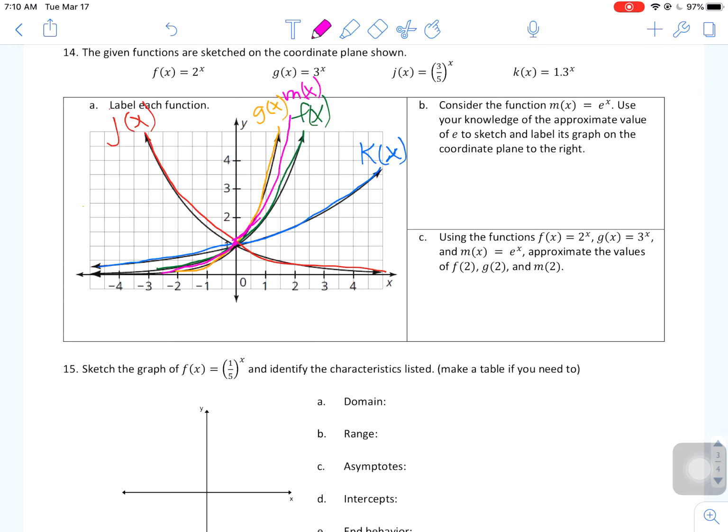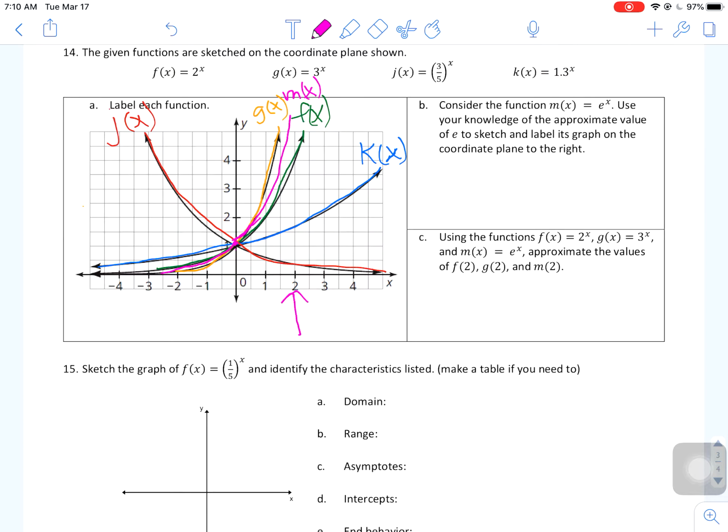For part C, using the functions f of x equals 2 to the x, g of x equals 3 to the x, and m of x equals e to the x, approximate the values of f of 2, g of 2, and m of 2. So a couple ways you could do this. On your graph, you could go over to when x is 2 and just slide your eyes up the graph. Or what I feel like is almost easier, just take x and plug it into the actual equation.